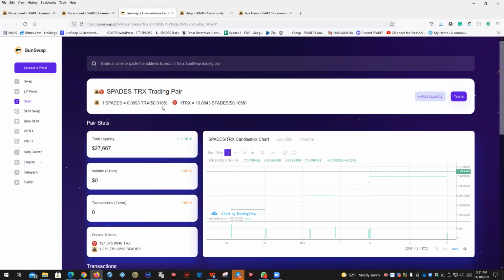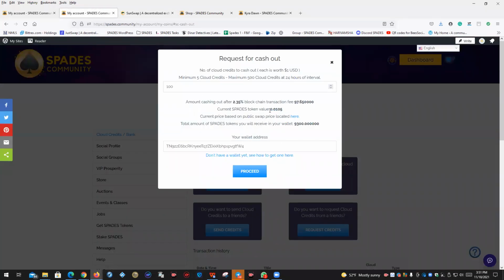Now this price has been as low as 0.0065, and it's been as high as 0.01154. Like any cryptocurrency, it's going to go up and down in value. So this shows you what the value is, and it is reflected right here. So in this case, if I want to buy $100 worth of SPADES tokens, I have bought my $100 worth of cloud credits. I'm now cashing out those cloud credits, which means I'm getting 9,300 SPADES.